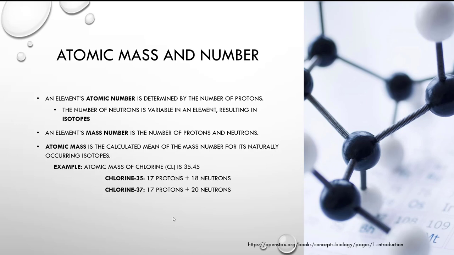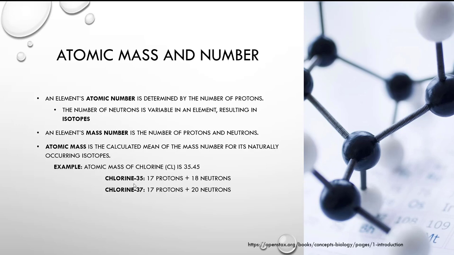So for example, chlorine: if I look it up on the periodic table, its mass is 35.45. But if I calculate that out, I know there are 17 protons, but it can't have 18.45 neutrons. That's impossible, right? So that means they calculated it as an average, an average of all the different isotopes.